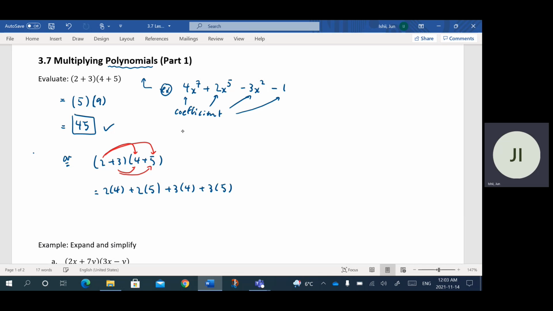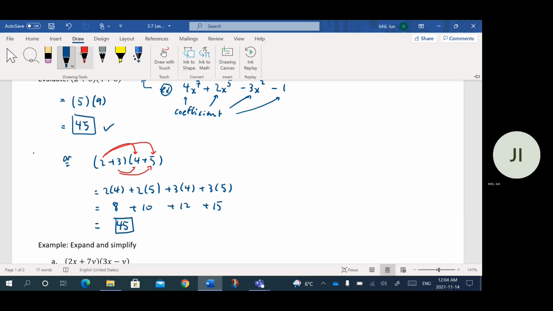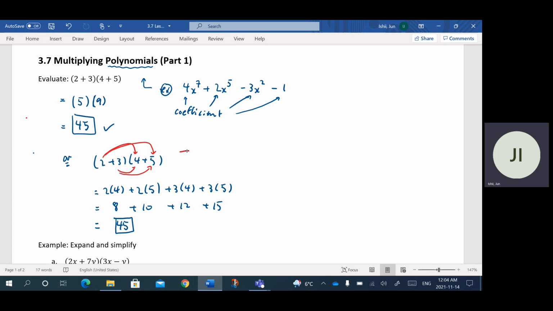Basically, I've matched up the 2 with the 4 and the 5, and the 3 with the 4 and the 5. As a result, this is 8 plus 10 plus 12 plus 15. If I add these together, 18 plus 12 is 30, plus 15 is 45. So you'll notice we do end up getting the same answer. However, this is just a different method. This is called the distributive property.